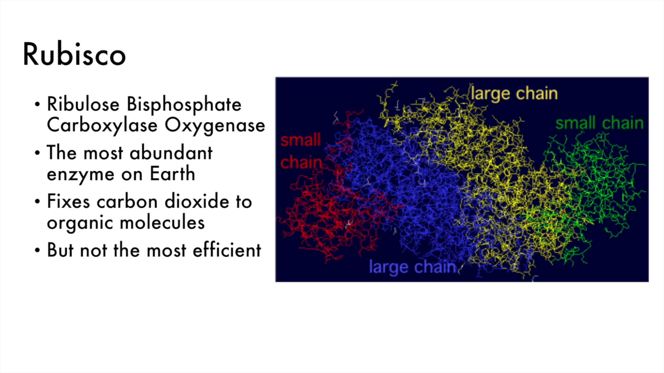Rubisco is thought to be the most abundant enzyme on Earth. It does a job that is so fundamentally important that there has to be a lot of it, and it's also not a very efficient enzyme. So chloroplasts have to make a lot of copies of this particular enzyme. So that's why it's the most abundant on Earth. And what it does is it fixes carbon dioxide, attaches it to this 5-carbon sugar to make new sugar.